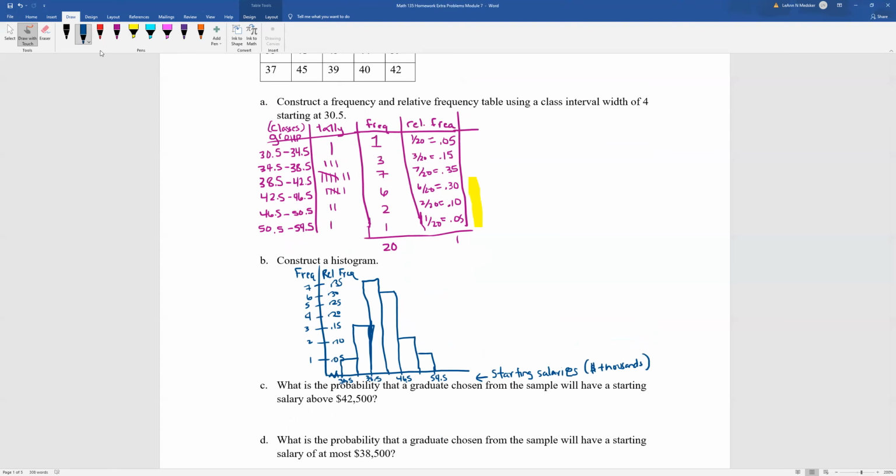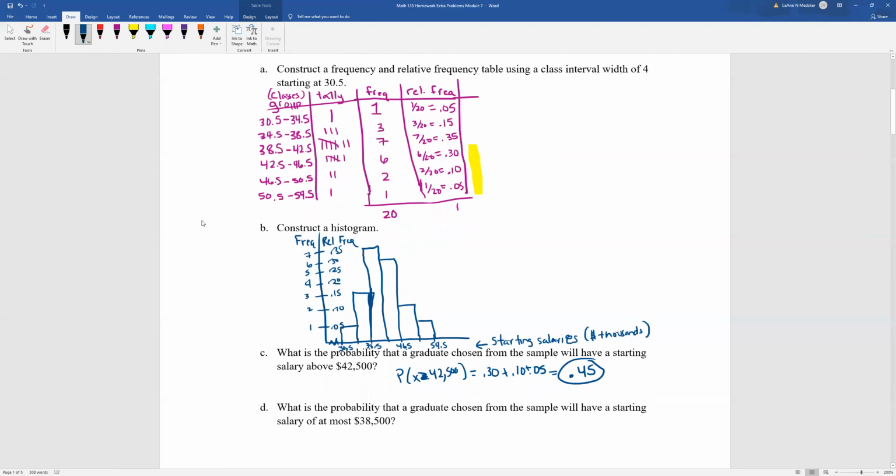So the probability that their salary is going to be greater than, or above, it doesn't say equal to. So above 42,500 is 0.3 plus 0.10 plus 0.05, or 0.45. So 45% chance.